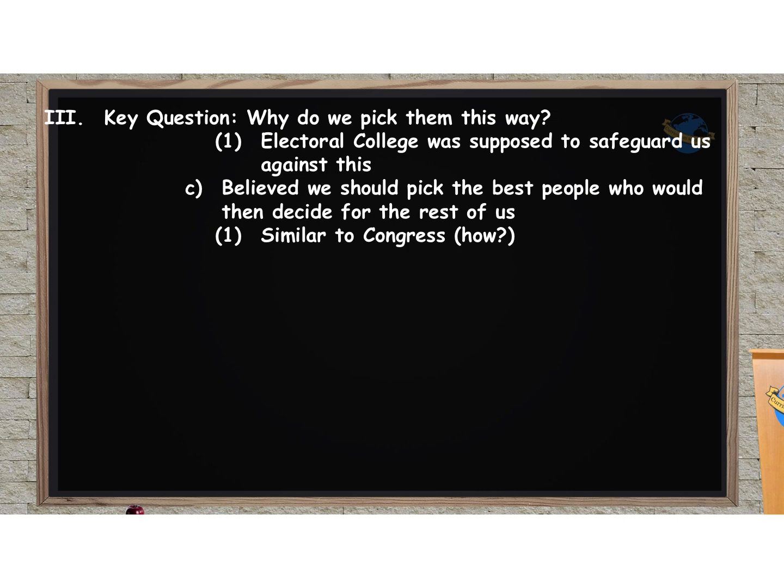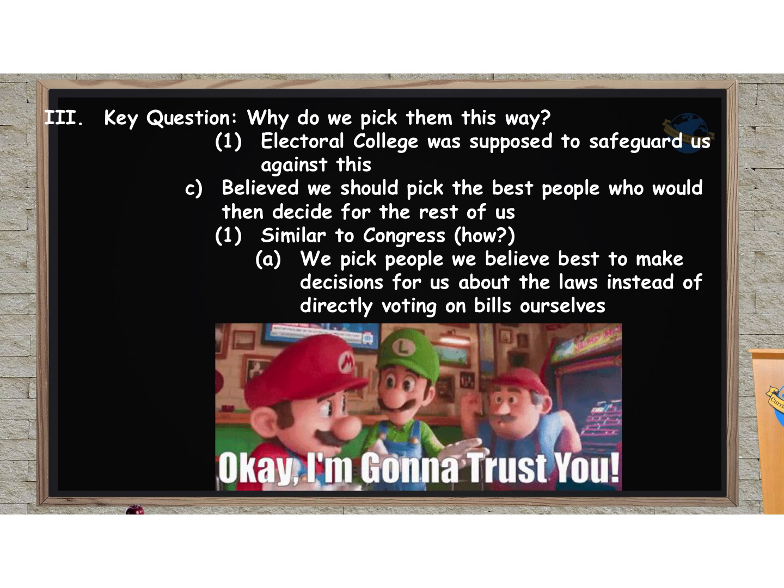If you think about it, this is pretty similar to Congress. How, you ask? Well, pause the video for a second here and see if you can figure it out. Because with the Electoral College, we're picking people that we think can make good decisions about who the president should be, and when we elect members to Congress, we're picking people who we think would make good decisions about what the laws should be. So in that way, it was supposed to mirror how we create our laws, right?